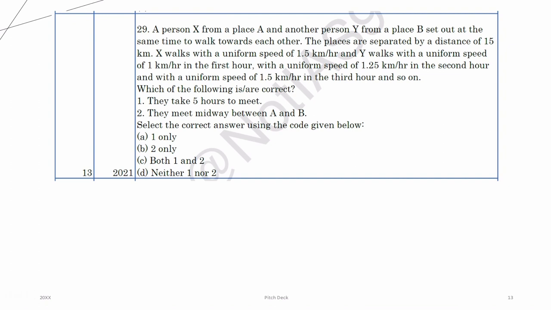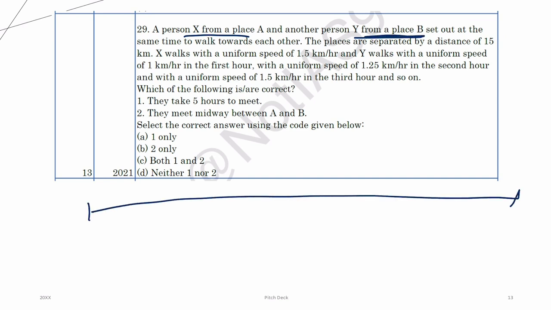A person X from a place A and person Y from a place B set out at the same time walking towards each other. So person X has started from here, Y has started from here, and they are starting at the same time towards each other. The places are separated by a distance of 15 kilometers. X walks with a uniform speed of 1.5 km per hour.